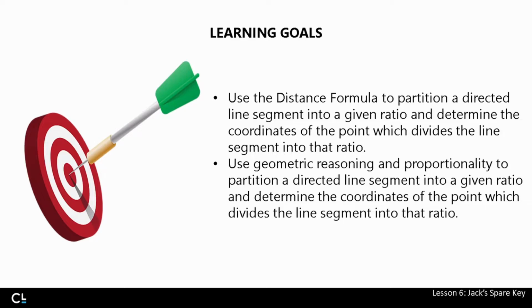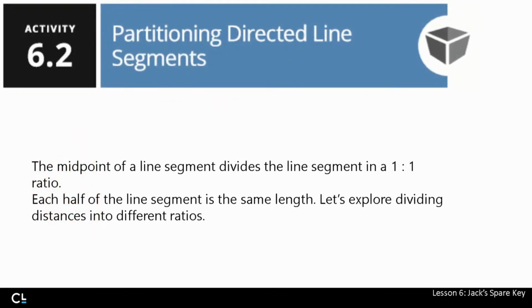We use geometric reasoning and proportionality to partition a directed line segment into a given ratio, blah, blah, blah, right? Basically, what we're saying is we're going to be using different tools to split up our line segments, to cut them into sections. So, partitioning directed line segments. One thing to think about is the midpoint of the line segment divides the line into a 1-to-1 ratio, right? Because it's a midpoint, so it's cutting it into 2 equal sections, which are 1-to-1. Each half of the line segment is the same length. Let's explore distances with different ratios.